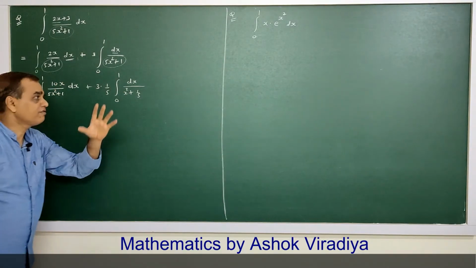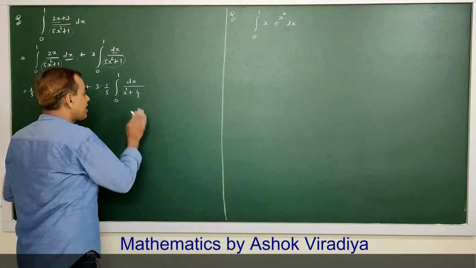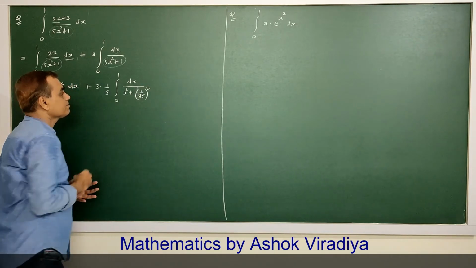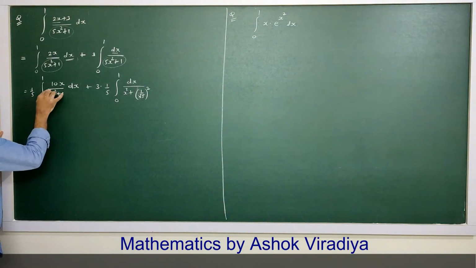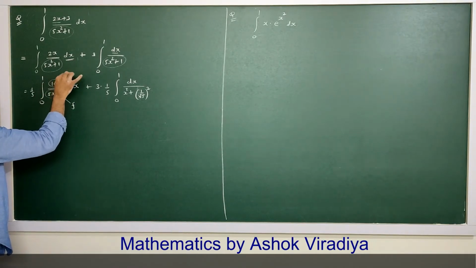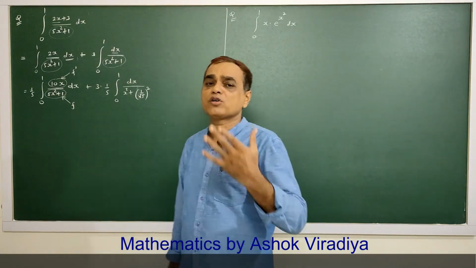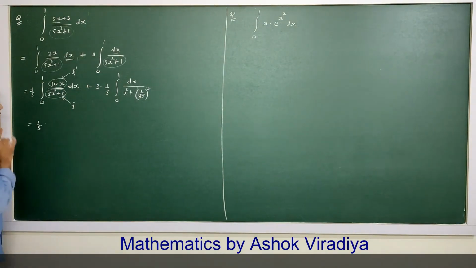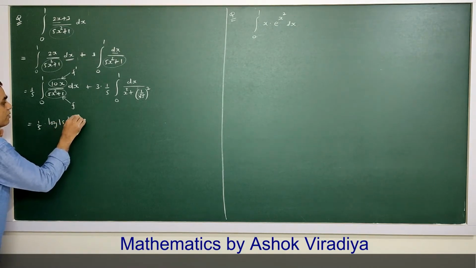So we can apply here the formula 1 upon x square plus a square. Now 1 by 5 is root 5 whole square, so 1 by 5 can be seen as 1 by root 5 whole square. Now this is f, this is f dash, and the integral of f dash upon f is log of modulus f. So its integral is 1 by 5, keep as it is, log of modulus 5x square plus 1.